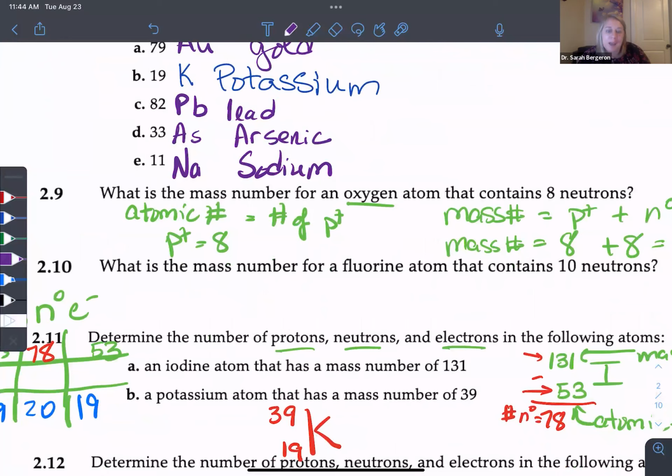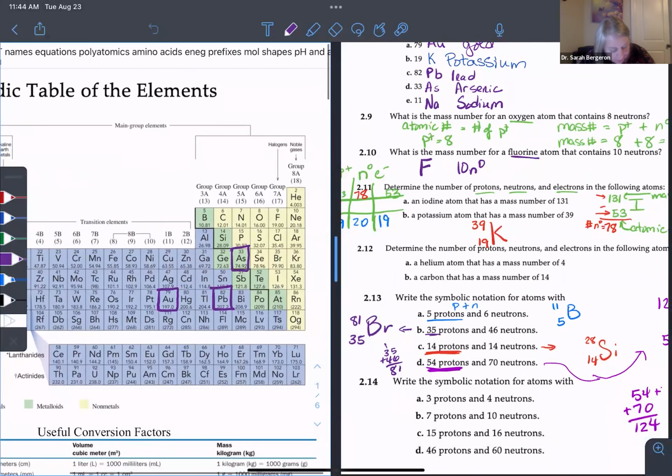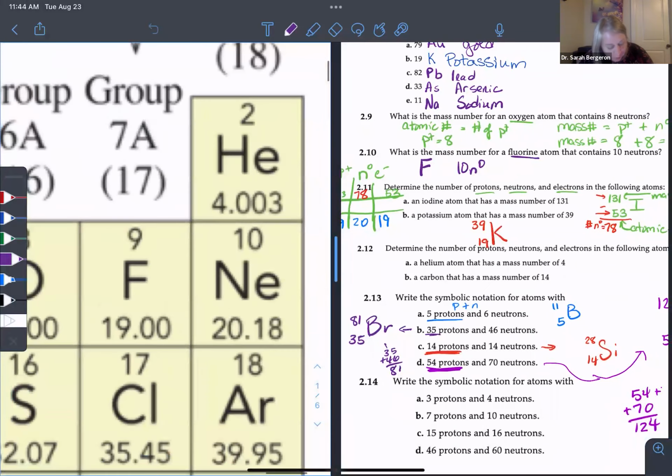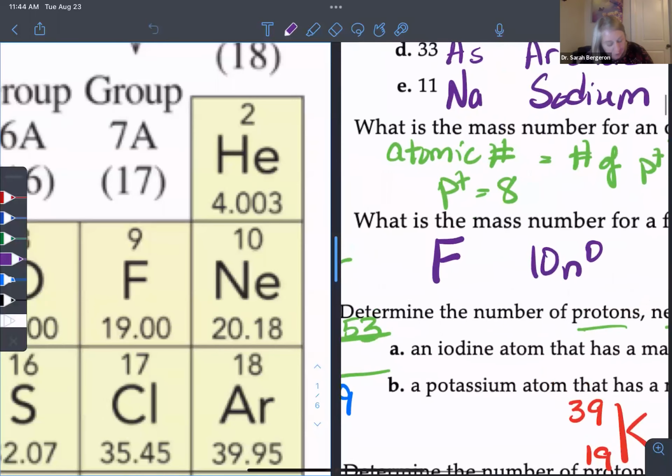All right, what is the mass number of a fluorine atom that contains 10 neutrons? So fluorine is going to be the symbol F, and we know that it contains 10 neutrons. Okay, so go back to your periodic table, and we want to find fluorine. So here's fluorine. So what can we tell just from the periodic table? Well, we see this 9, right?